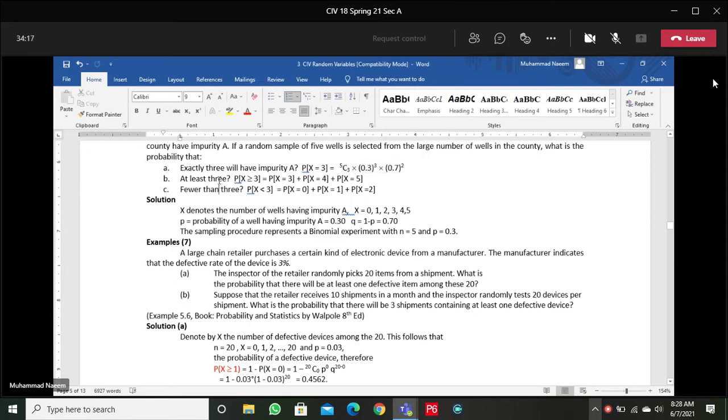For at least 3, 3 is the minimum limit. From 3 we will move to the maximum limit of 5. So we will add the probability of 3, the probability of 4 and the probability of 5. Fewer than 3 means less than 3, so we will add the probability for x equal to 0, 1 and 2. So this will be the answer for the third part.